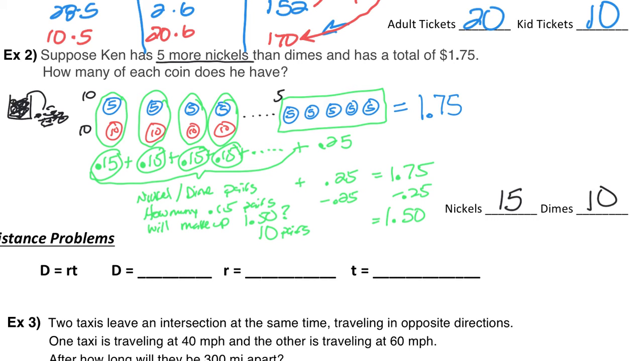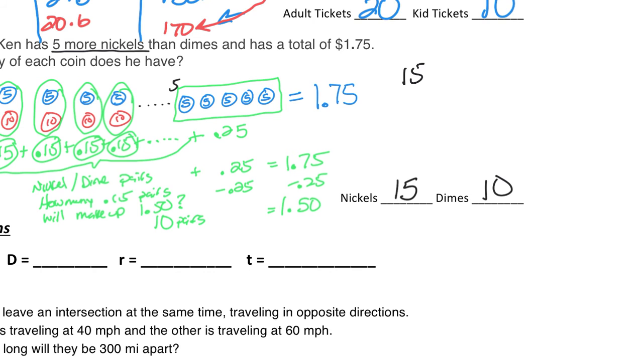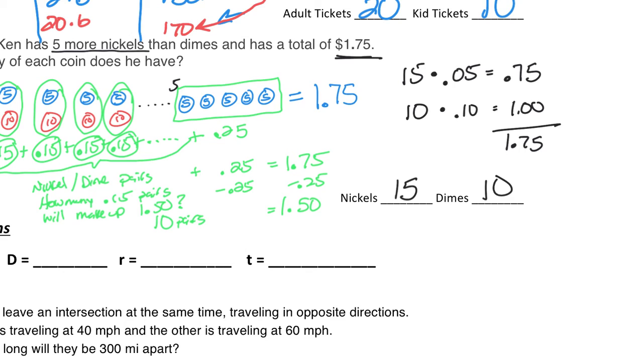And the best thing is, these are super easy to check. If I have 15 nickels and 10 dimes, well, that's 15 nickels times $0.05. That equals 75 cents for nickels. If I have 10 dimes times $0.10, because they're worth 10 cents each, that equals $1. And when I add my nickels and dimes together, I get $1.75, which is what we were supposed to get.